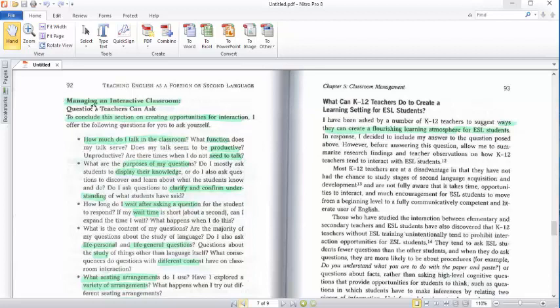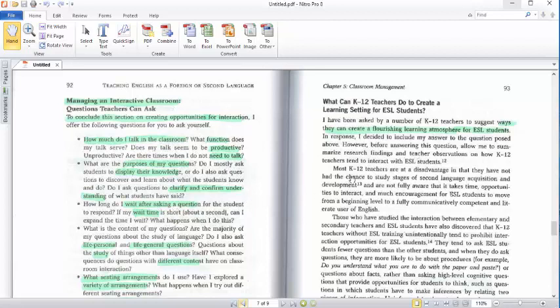Here we have another topic: managing an interactive classroom, and questions teachers can ask. This is what we talked about in previous lessons. This page is the conclusion. To conclude this section on creating opportunities for interaction, the author offers the following questions for you to ask yourself. These questions are summarized on this page.